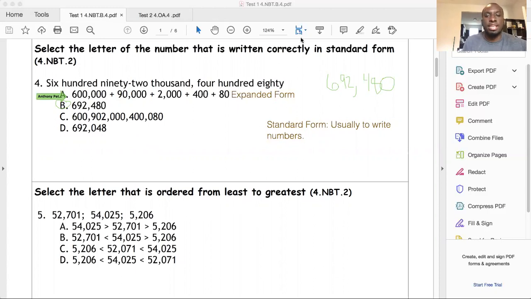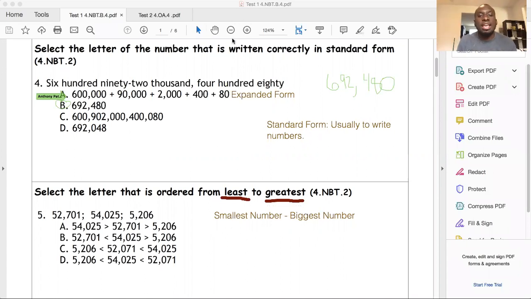Number 5 says select the letter that is ordered from least to greatest. I am going to underline least and greatest. This also tells me that I'm looking to order these numbers from the smallest to the biggest number. I want to put these numbers in order from the smallest number to the biggest number.